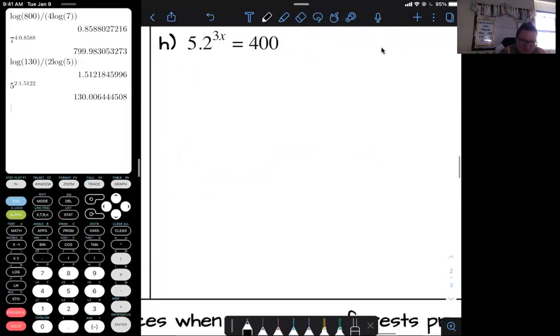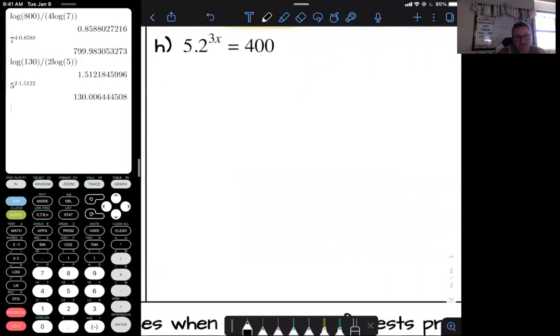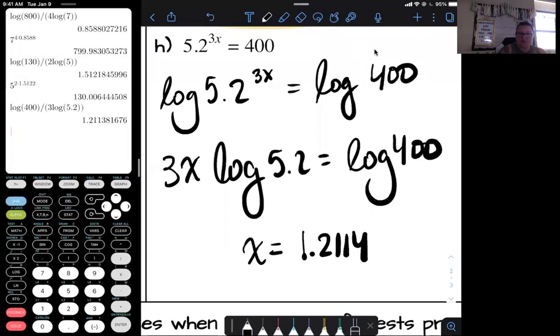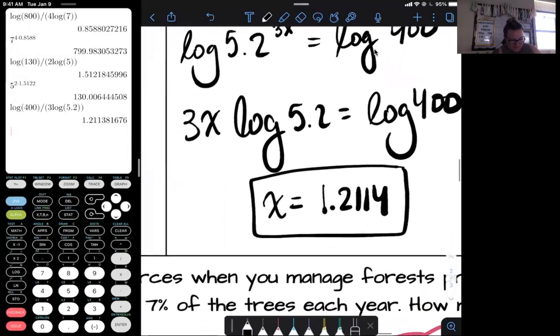All right, go ahead and do part H completely on your own. You got this. All right, so you should have gotten x equals 1.2114.